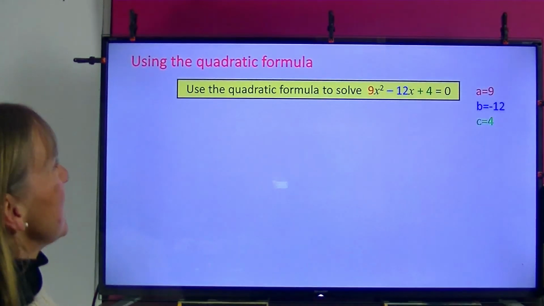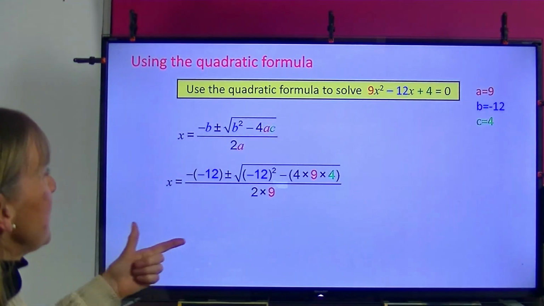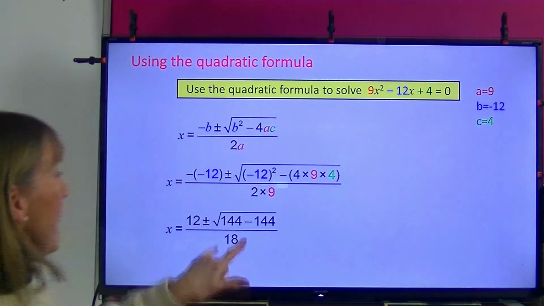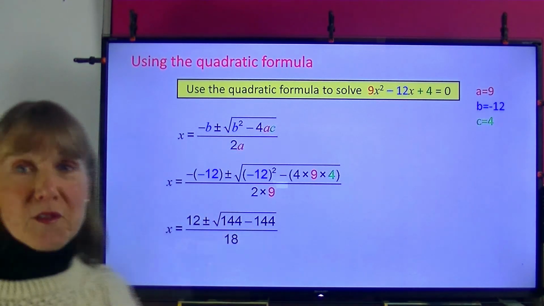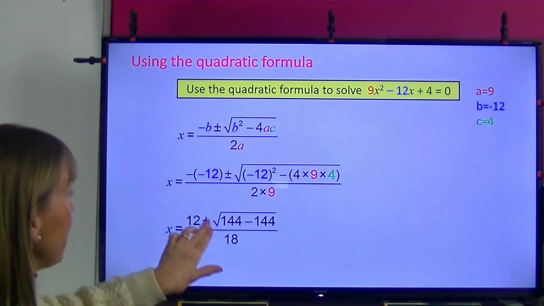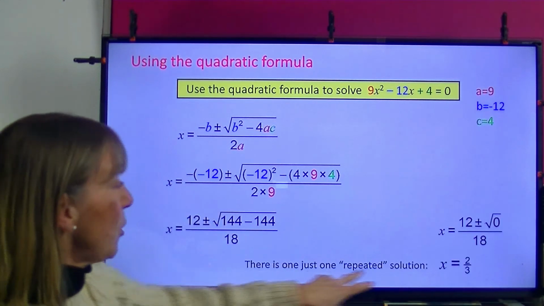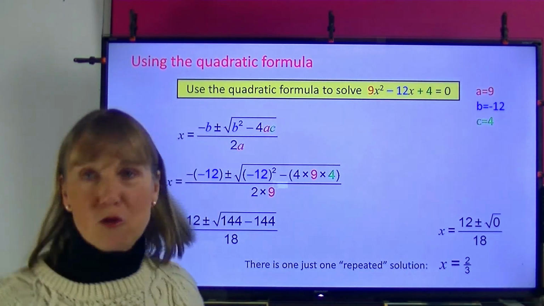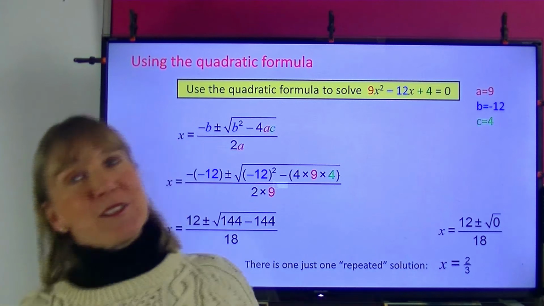Let's have another look. Here's another one. Here are the values of a, b, and c, and we're going to put those in, and we've got something a bit interesting here. We've got something minus itself, so we're going to end up with 0 under the square root, which means we're not going to get these two different values. So in fact, this is one of those examples where we have what's called a repeated root, a repeated solution. Only one solution. It actually occurs twice, but it's the same.